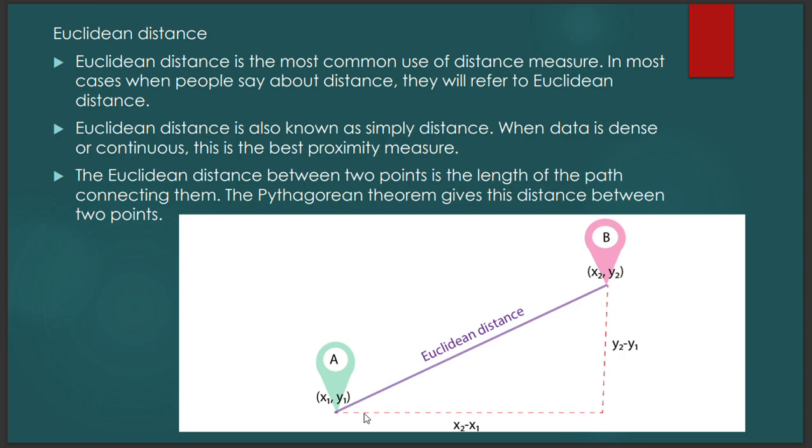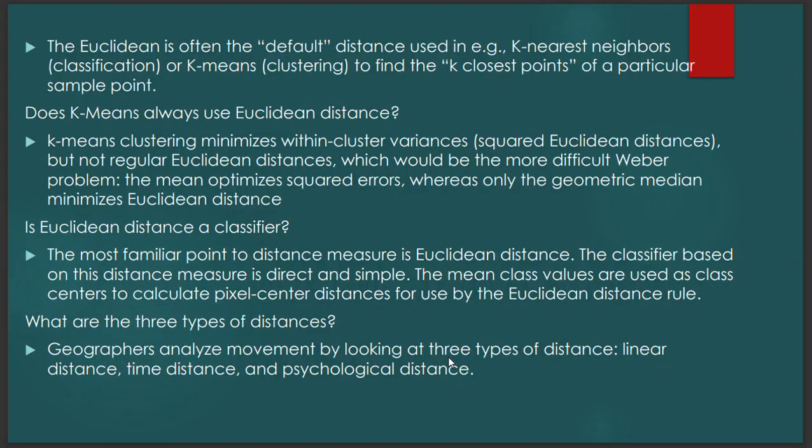This will be helpful in k-means clustering. K-means always uses Euclidean distance. K-means clustering minimizes the within-cluster variance, which is not the same as regular Euclidean distance, which would be more difficult to optimize. The mean optimization minimizes squared errors, whereas only the geometric median minimizes Euclidean distance. The most familiar distance measure is Euclidean distance.